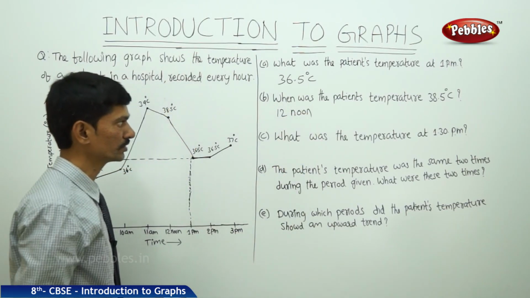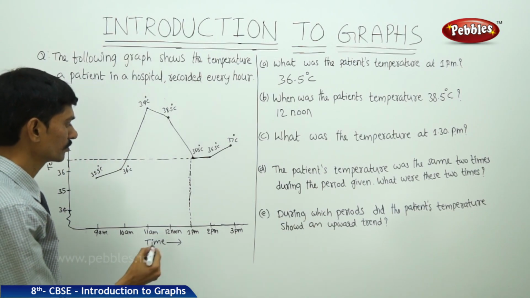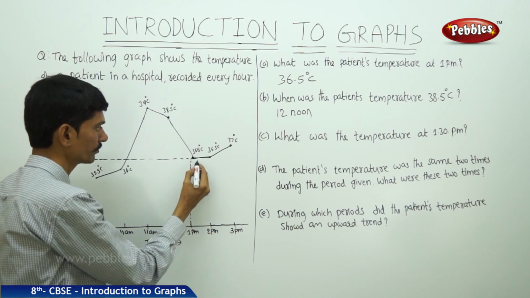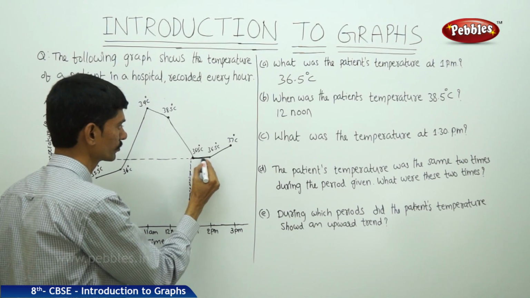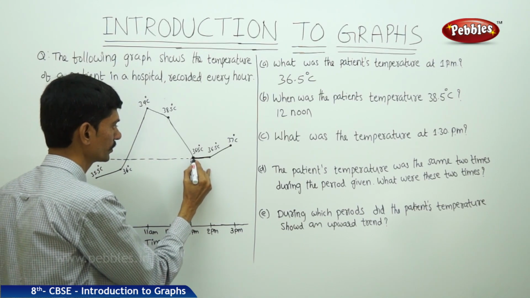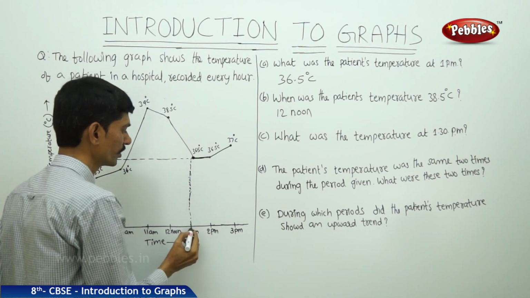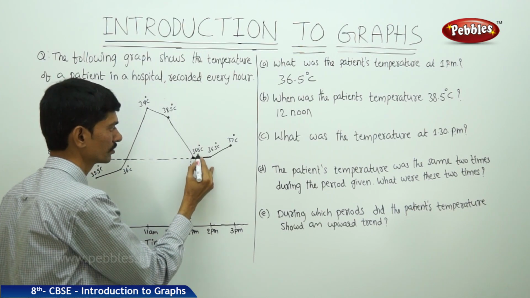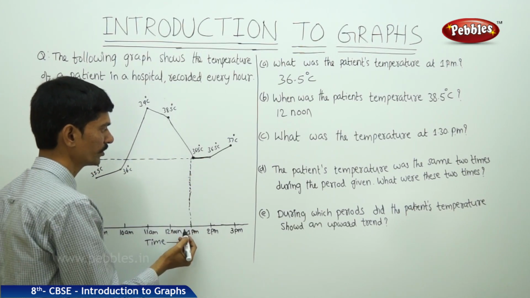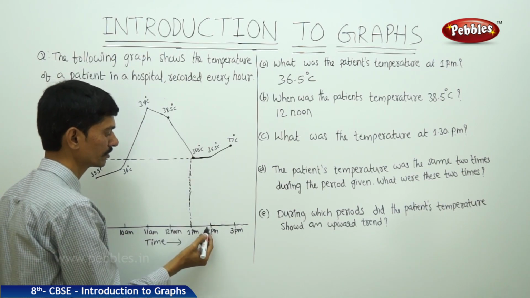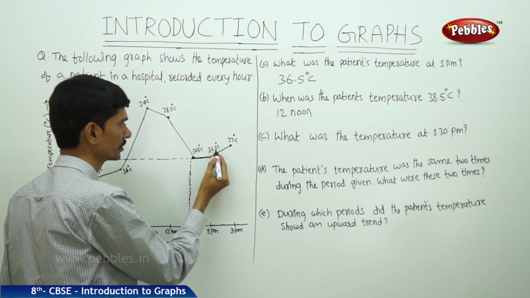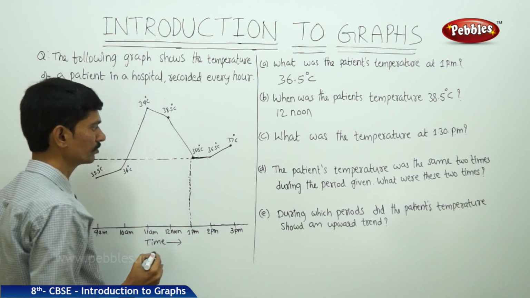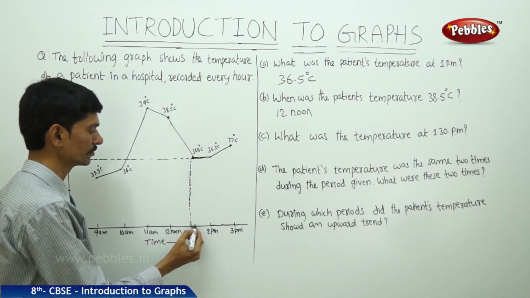Now the next question, what was the temperature at 1:30 p.m.? So after 1 p.m., between 1 and 2, if you observe the line graph from 1 p.m. to 2 p.m., there is no change in the patient's temperature, because from 1 p.m. to 2 p.m. it is constant. At 1 p.m. it is 36.5 degrees centigrade, and even at 2 p.m. also 36.5 degrees centigrade. So this straight line, the horizontal line, represents that there is no change in the patient's temperature from 1 p.m. to 2 p.m.